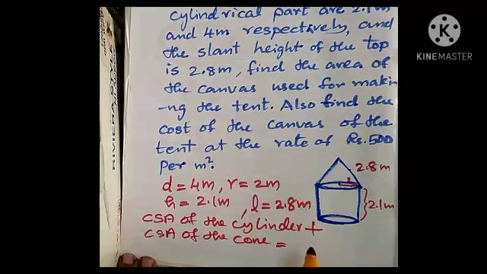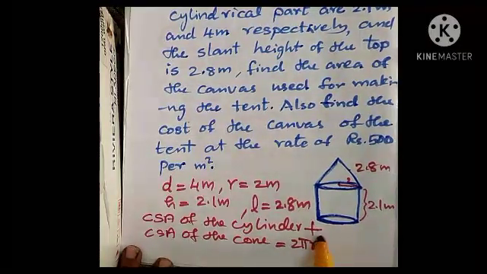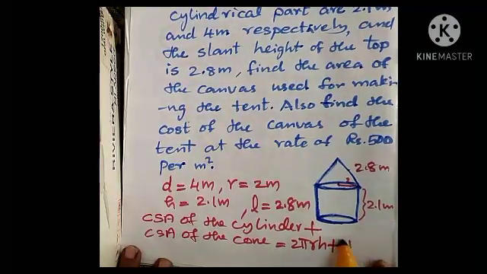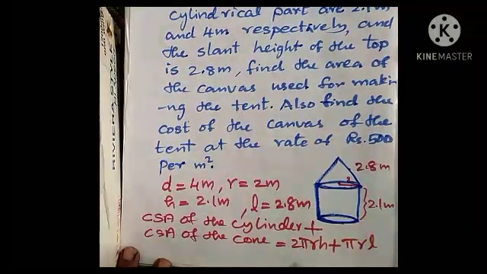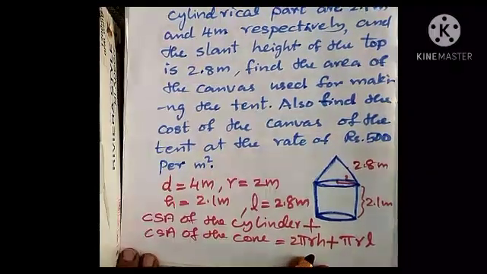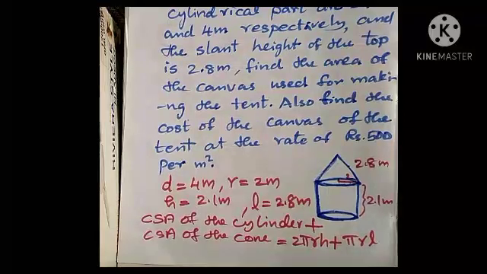Now can you say the CSA of the cylinder? What is that? 2 pi RH. Okay. So 2 pi RH plus, what is the CSA of the cone? It is the formula pi RL. Okay. And L is the slant height that is given. R, radius, also given. H for this also given. Understand? Now we need to substitute the values.